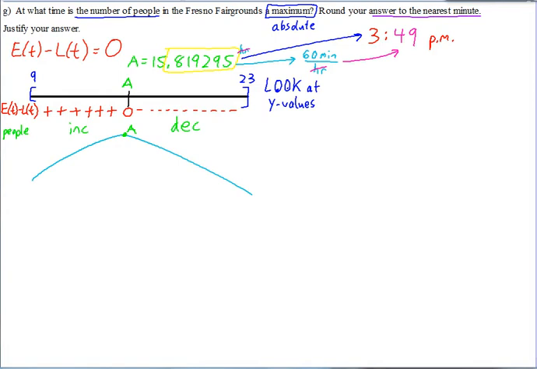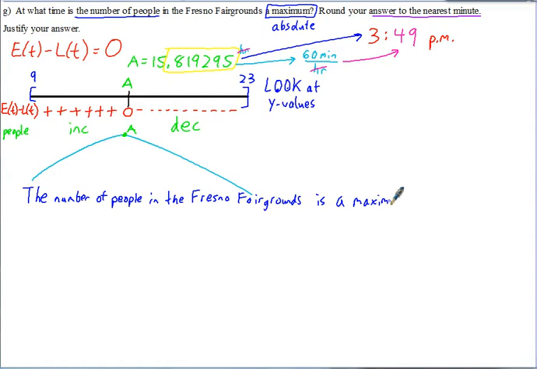Okay. So, and then justifiers, let's put it all together. We can say, let's do a statement, a number of people in the Fresno Fairgrounds is a maximum at 3:49 p.m.